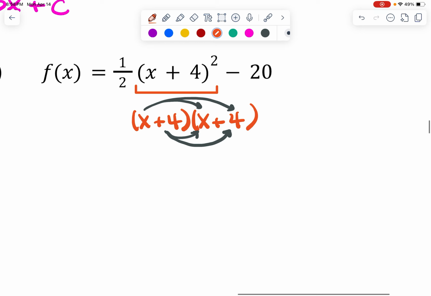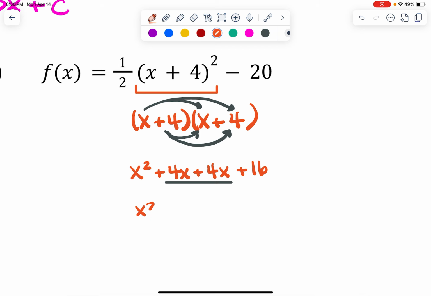So that's going to give us x times x is x squared. X times 4 is 4x. Then when we distribute the 4, we get another 4x and 16. So we have our like terms in the middle, right? That combine to give us x squared plus 8x plus 16.